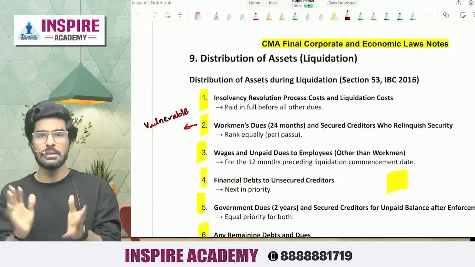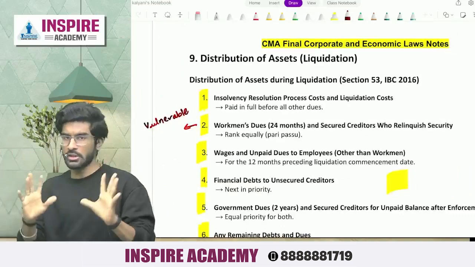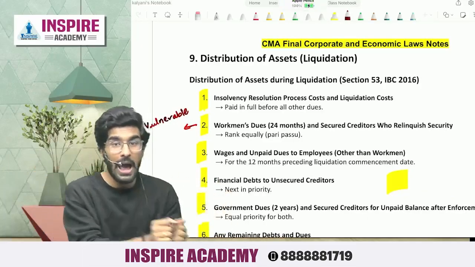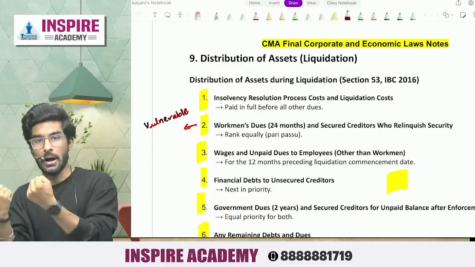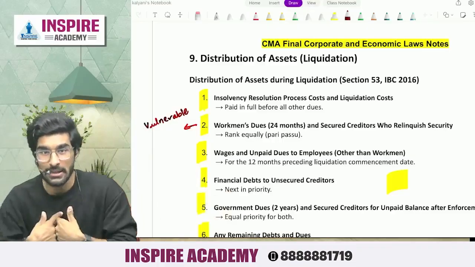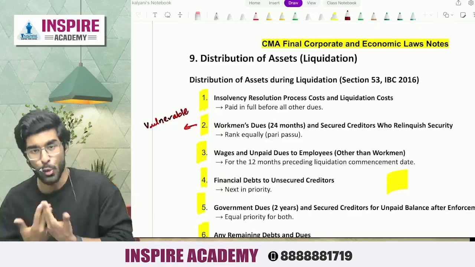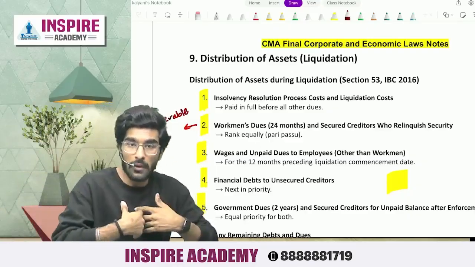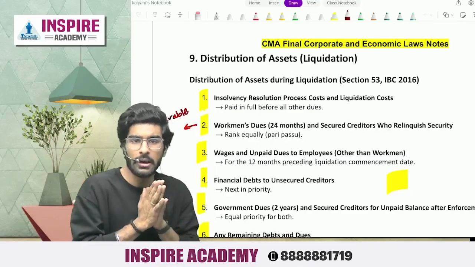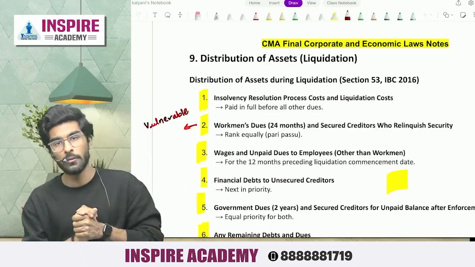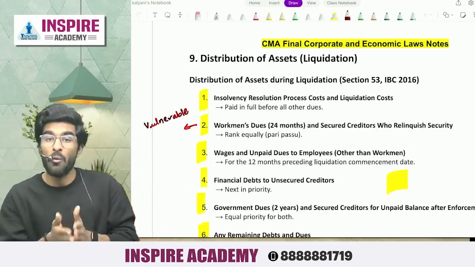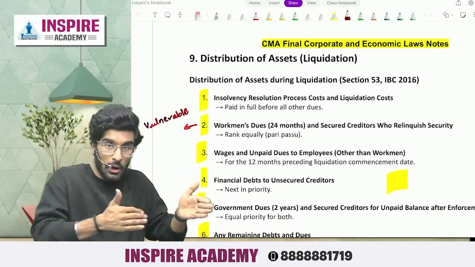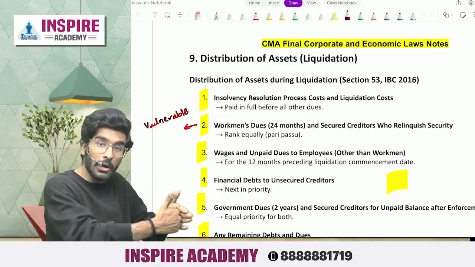So number one is insolvency resolution process cost and liquidation cost, which you will pay. After that, people, one is very, very vulnerable and one is a person who has got a bigger heart. The one who has got a bigger heart is called the secured creditor, who has relinquished, who has given away the right to enforce his security. Number two. Number one is the most vulnerable category of the stakeholders. Who are the people? Workmen. Now workmen you will pay for what duration? What is the time duration? 24 months of unpaid dues to workmen will be given priority.